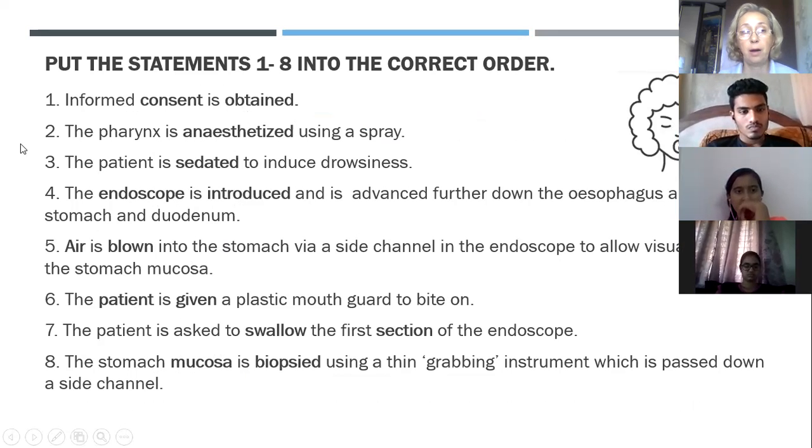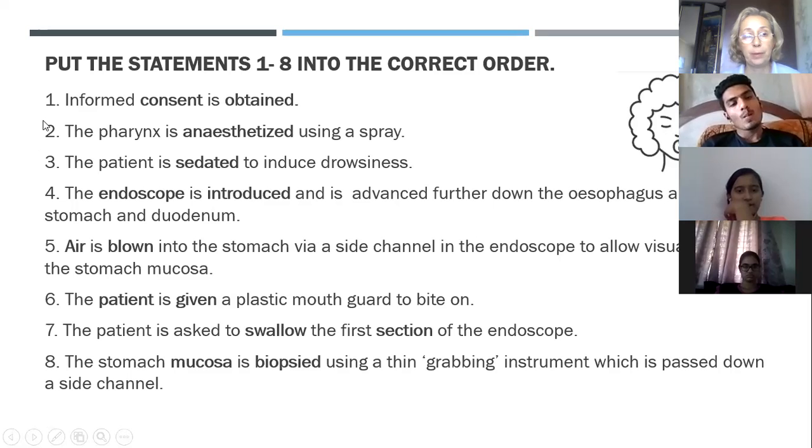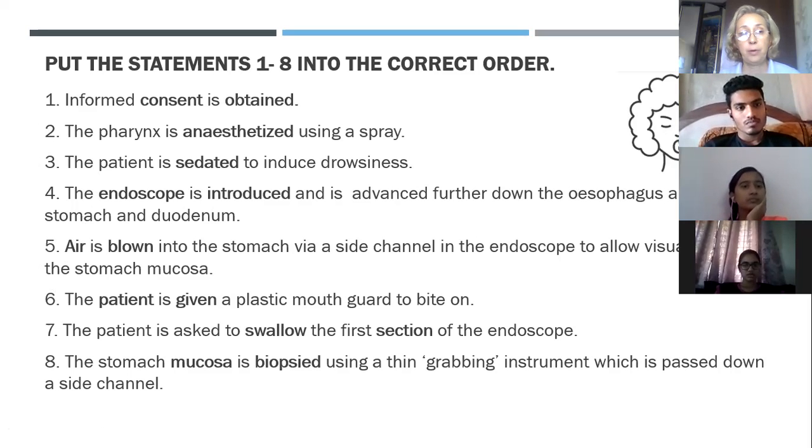And let us think, are the steps presented in the correct chronological order, or should we change something in the order of the sentences? We should change, and we should put them in the correct order. So I think, okay, if we have a look at the first, informed consent is obtained. Is this okay? Yes, this is the first. Which sentence goes next?